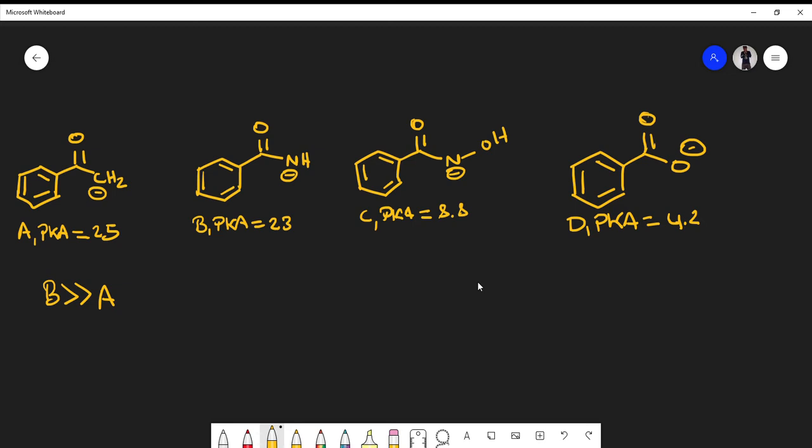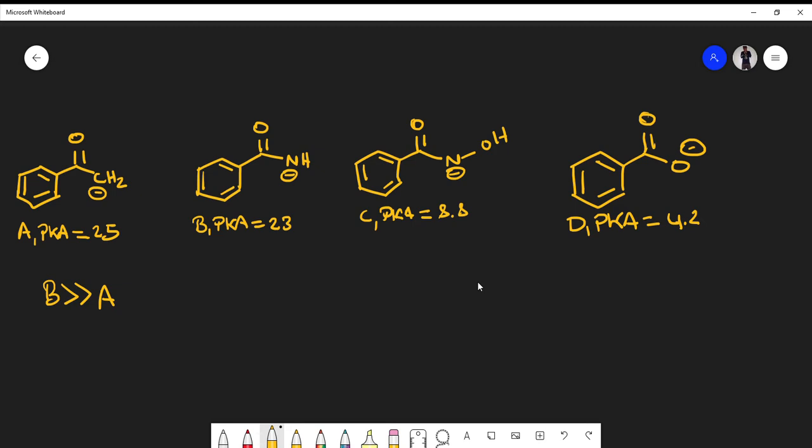The idea is that look at where the negative charge is on structure B versus where the negative charge is on structure A. The negative charge is on an electronegative atom. Nitrogen is more electronegative than carbon, and so nitrogen can better stabilize the negative charge. So this is why structure B is actually a stronger acid than A. It is more stable, right?